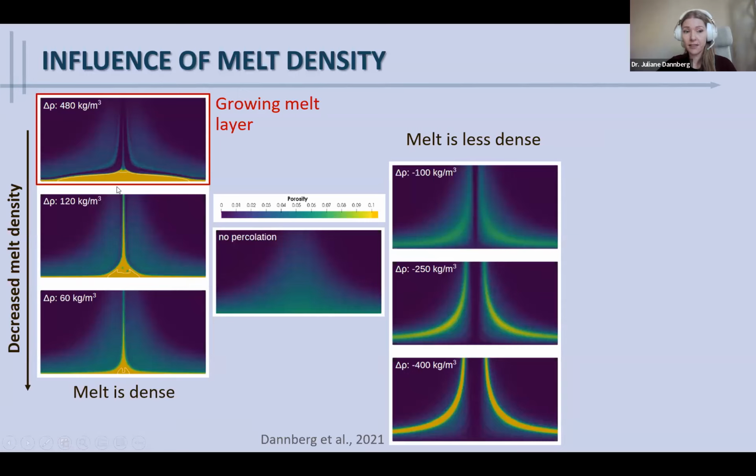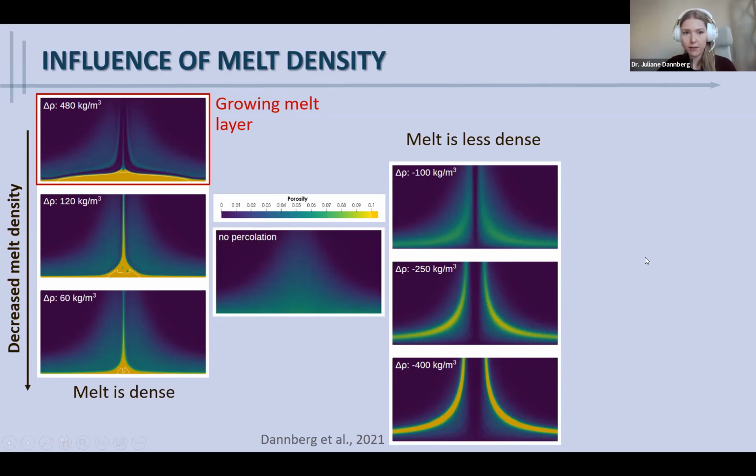If the melt is still denser than the solid, but not quite as dense, we maybe do not get this growing melt layer anymore, but we still get melt concentrated in this small triangular region at the base of the plume conduit. Then the other model behavior is if melt and solid have the same density. If the melt does not move with respect to the solid, then we get a more diffuse region of partial melt. And on the other hand, if the melt is less dense than the solid, so in the column on the right, then the melt can move upwards and we get these melt bands in the plume conduit.